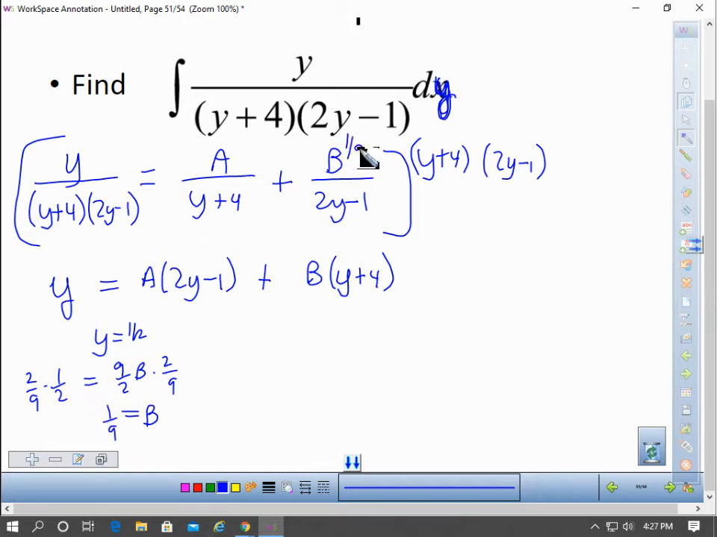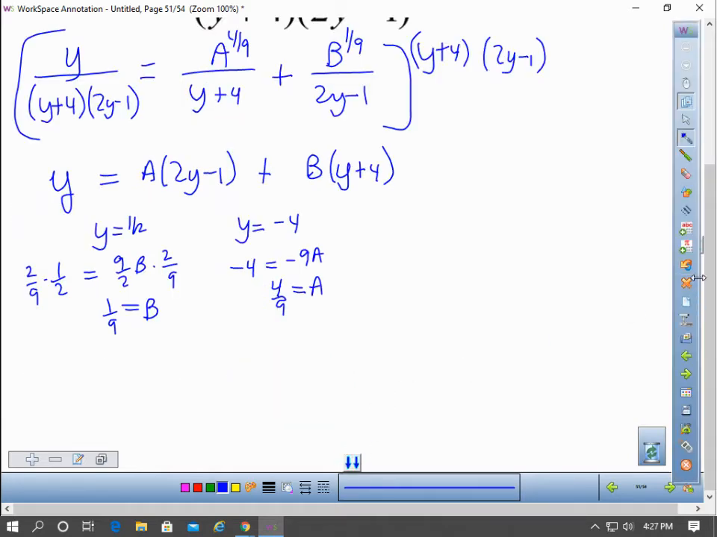So 1/9 goes there. Now pick another specific value of y to get rid of the b this time. So in order to get rid of b, y would have to be -4. So now let's plug a -4 into these guys. So y would be -4. And then -4 here is going to be -8 minus 1 is -9a. And then you divide both sides by -9 and you get 4/9. So that's your a. So your a is 4/9.